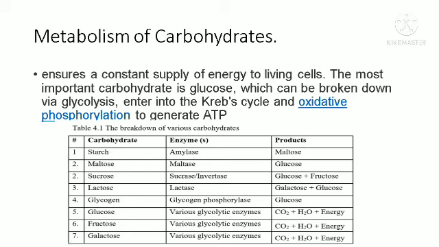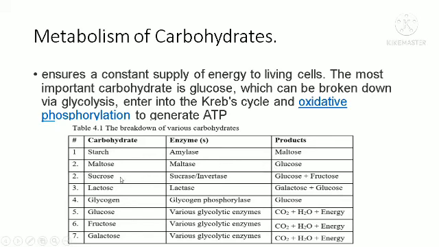So if you look at this diagram here, you have starch, which is a polysaccharide, and starch can be broken down by the enzyme amylase into maltose. Maltose is a disaccharide. So this maltose can also be further broken down by the enzyme maltase into its two glucose monomer units.